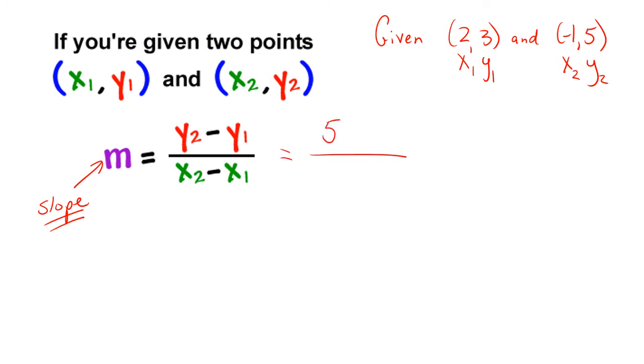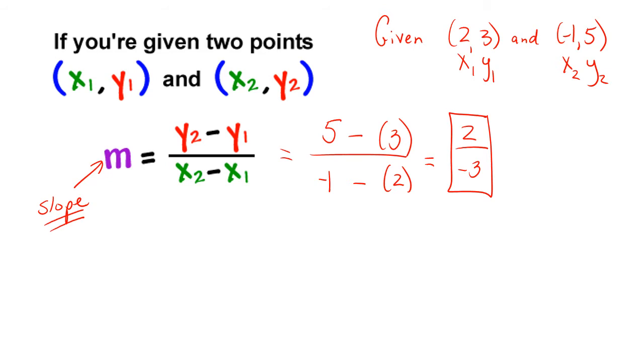y2 is 5 minus the y1 is 3. x2 is -1 minus the x1, which is 2. Now simply calculate this. In the numerator, 5 minus 3 equals 2. In the denominator, -1 minus 2 is -3. This slope is -2/3. Remember, since it's negative, that would have been a line going downhill.